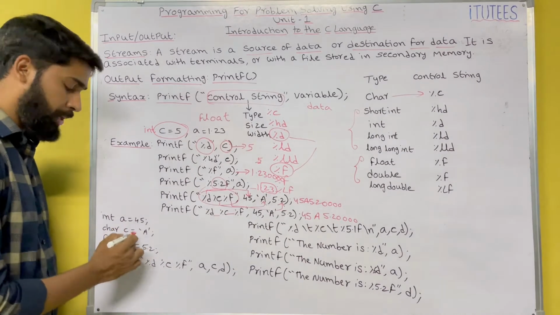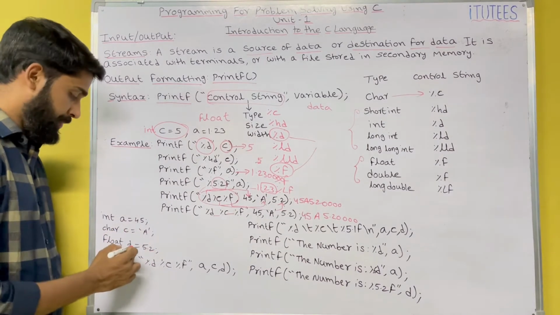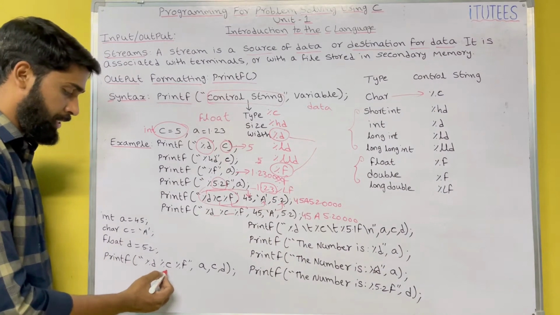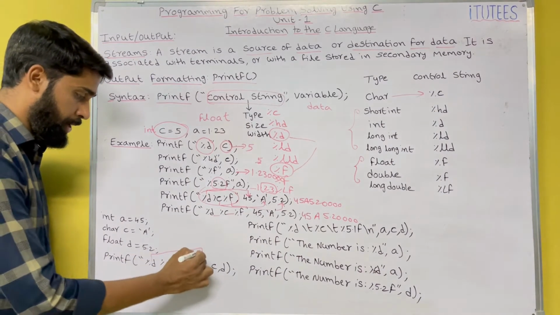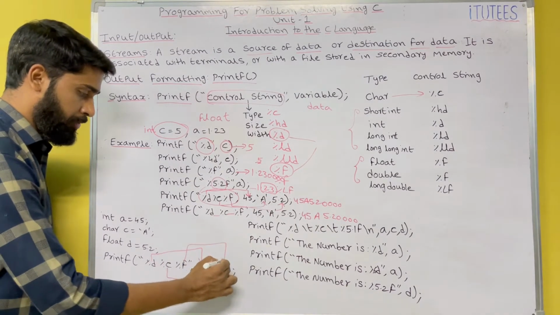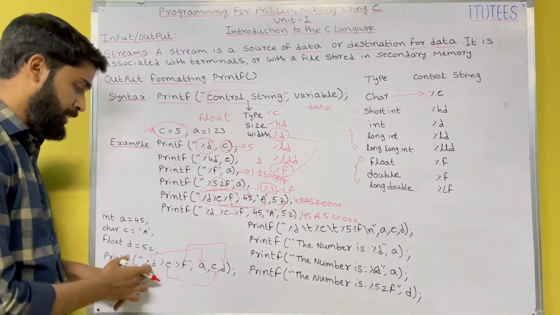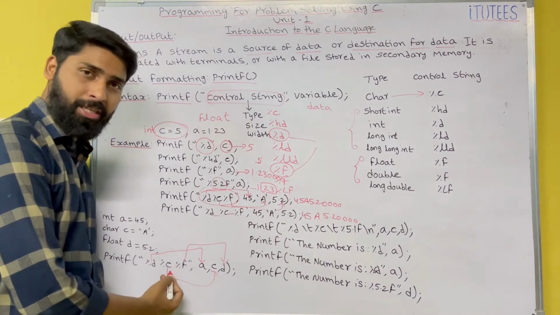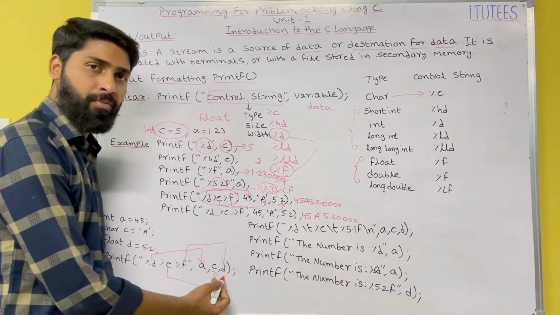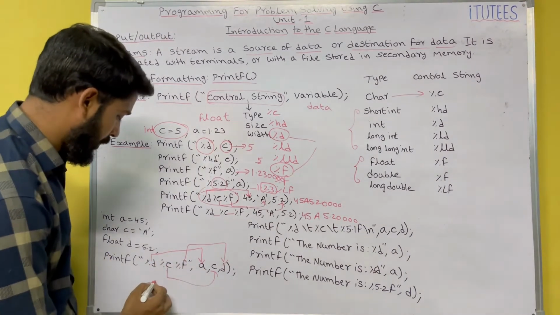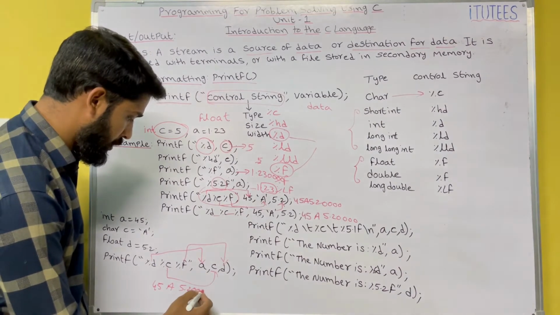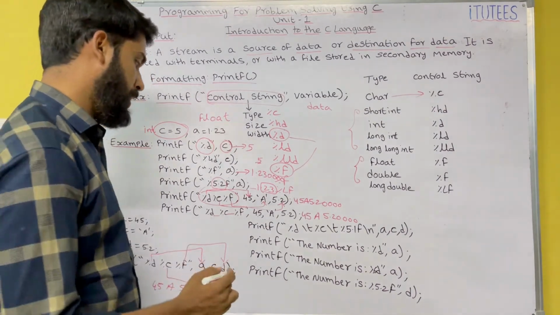Now instead of constants we are going to use variables also. Here a equals 45, c equals a, d equals 5.2. So I print %d, %c, %f. %d belongs to a, %c belongs to c, %f belongs to d. That means %d means a is integer, %c means c is char, %f means d is float. The output is 45 space a space 5.200000.